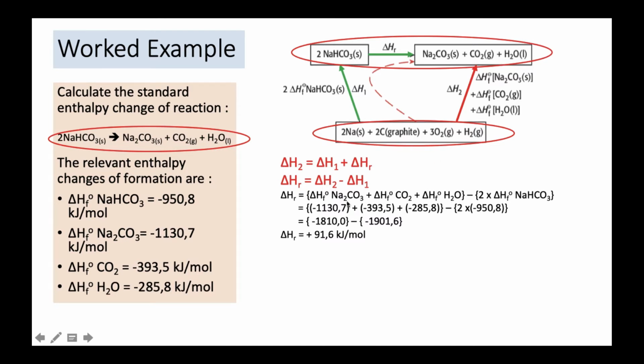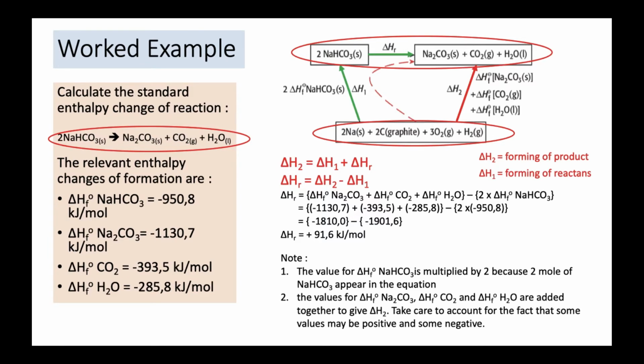And then we calculate, and this is the last result. Delta H2 is the formation of products, and delta H1 is the formation of reactants. Note, the value of delta H formation standard of sodium hydrogencarbonate is multiplied by 2 because 2 moles of sodium hydrogencarbonate appear in the equation. The values for delta H formation standard for sodium carbonate, for carbon dioxide, and for water are added together to give delta H2. Take care to account for the fact that some values may be positive and some negative.